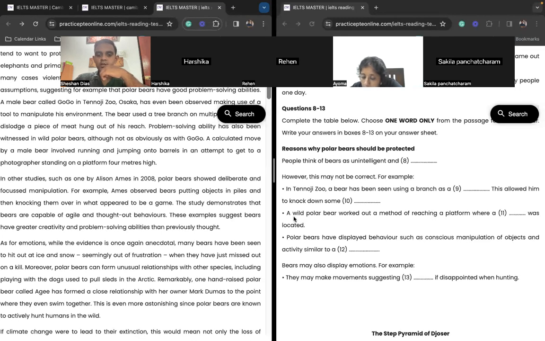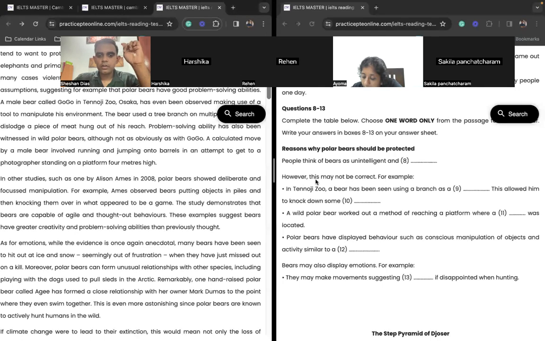Locate the keywords, right? Now, wild polar bear, right? This is flexible, but this is fixed. Polar bear should be easy to find. Definitely below this point, right? Definitely below this point. So you're looking from down here, right? Method of reaching a platform. Reaching a platform. That should be another keyword where a blank was located. So platform should be your other keyword. Try to locate that and then read carefully.